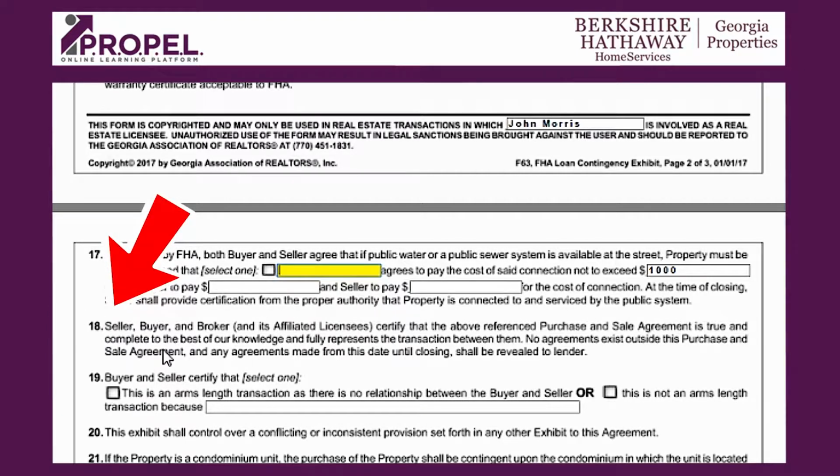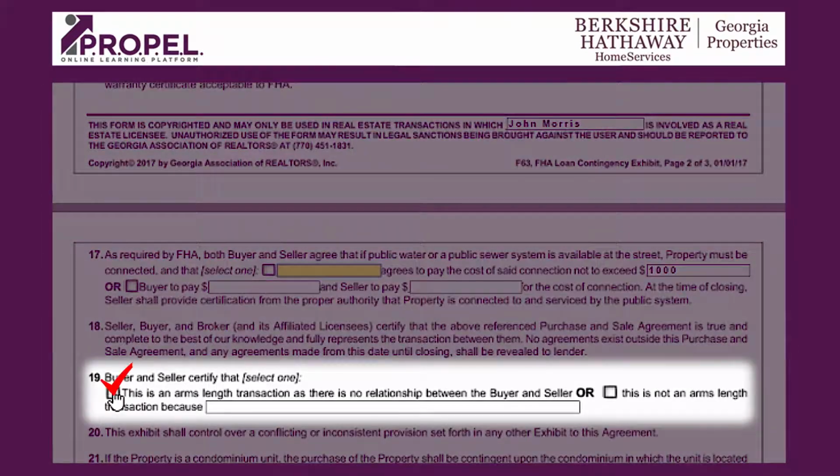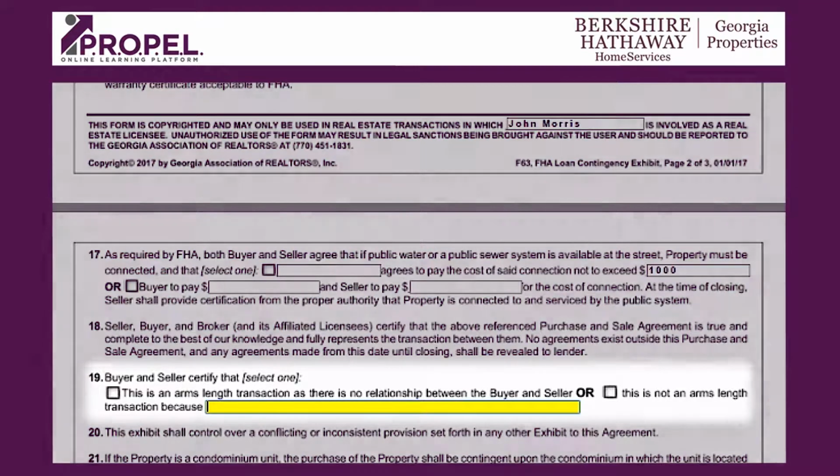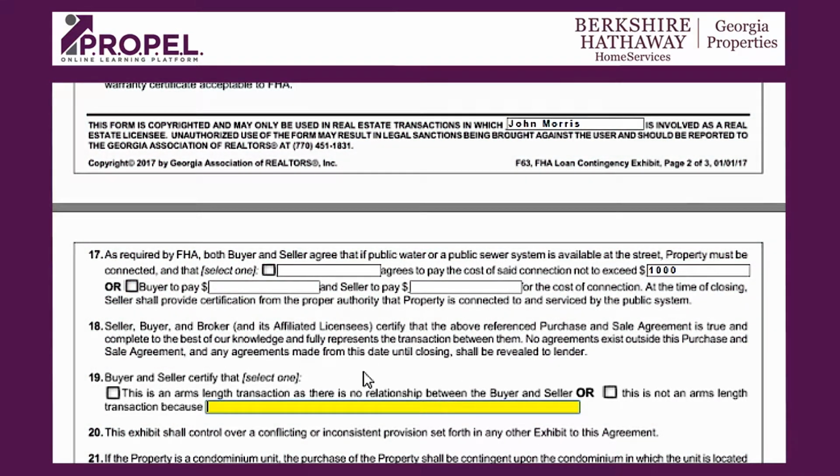And then 18, read 18, and 19, you need to check that this is an arm's length transaction or is not an arm's length transaction. If it is not, you need to give the reasons why. An arm's length transaction means that there is no collusion, no back alley deals, no anything like that. It's a straightforward deal. You're representing a buyer, and the listing agent is representing a seller, and those two do not have any relationships or anything that you know of. So generally, you would check that this is an arm's length transaction and there is no relationship between the buyer and the seller.